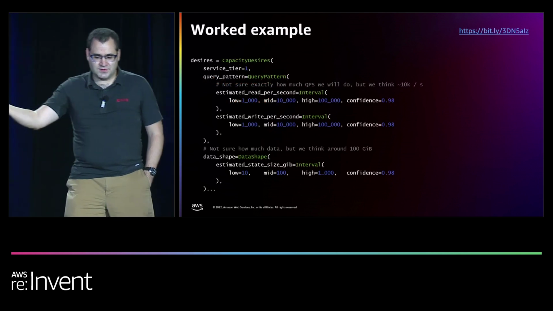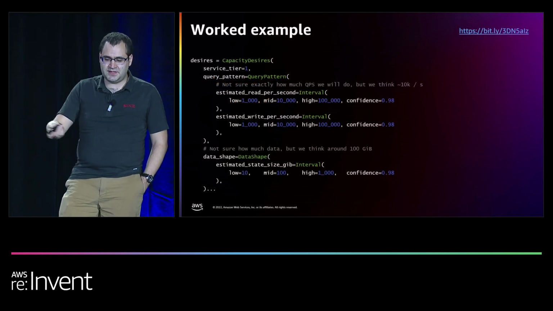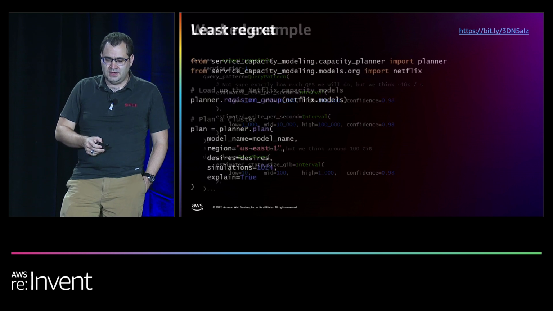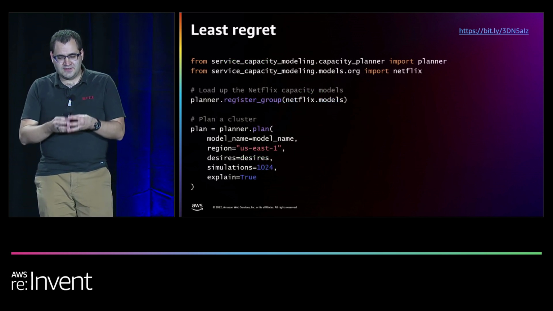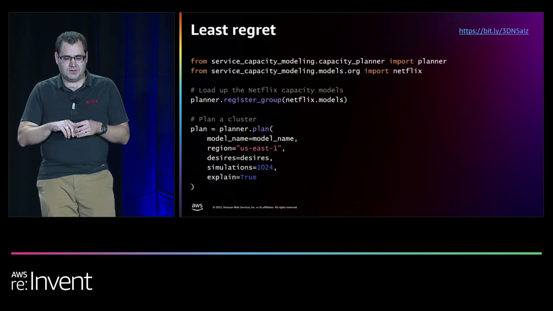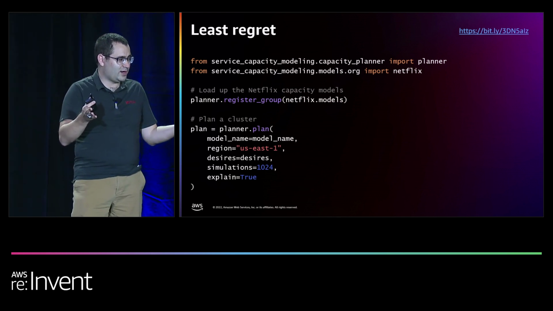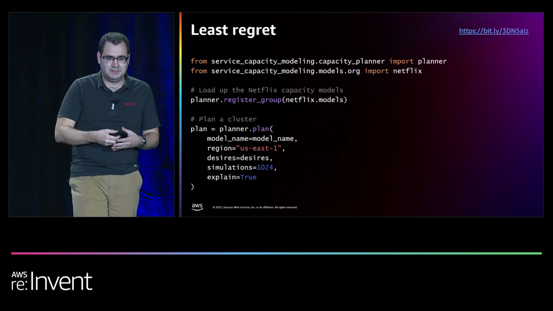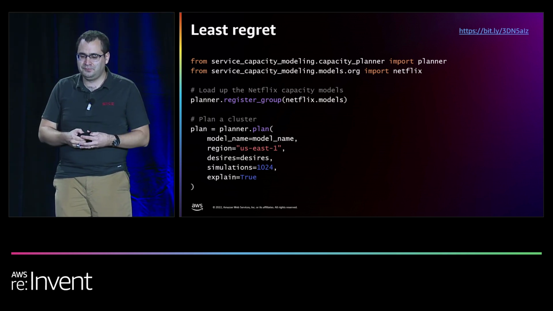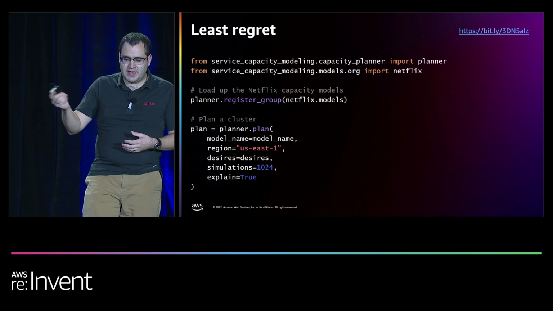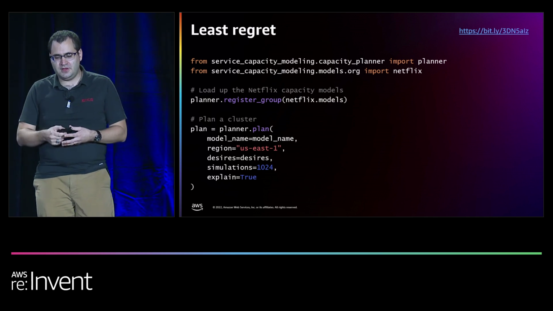So let's work an example. Let's use that example from earlier, 10,000 reads, 10,000 writes, 100 gigs of state. To get the least regret cluster, we're going to feed it into the capacity planner. Here you can see us registering the Netflix models. If you were doing this for your organization, you'd register your own models, maybe because you have different decisions than we do, different workloads. And then you ask the capacity planner to plan with the Cassandra model.